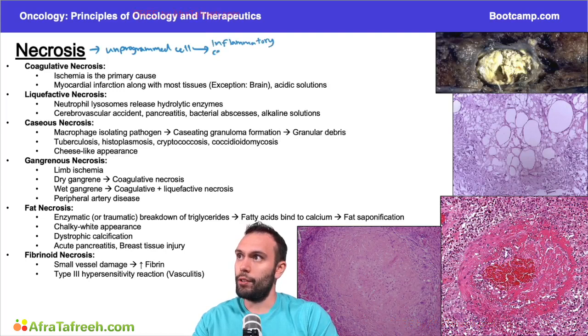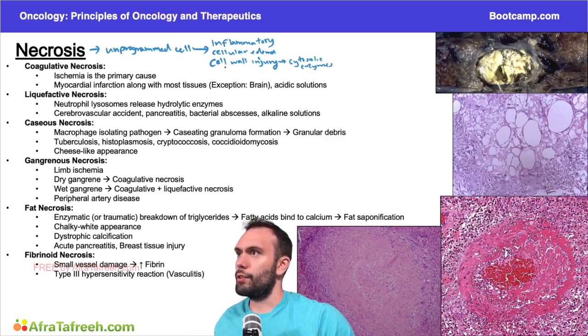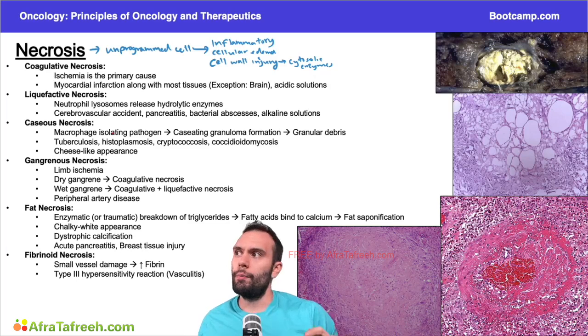We might see cellular edema, and the cellular edema usually because there's significant injury to the cell wall. Pretty significant injury where we have the leak of cytosolic enzymes. And these are all things that we kind of touched on in the cellular injury video. But again, these different forms of necrosis, there are some key things you want to take away from each of them as it sometimes comes up in questions.